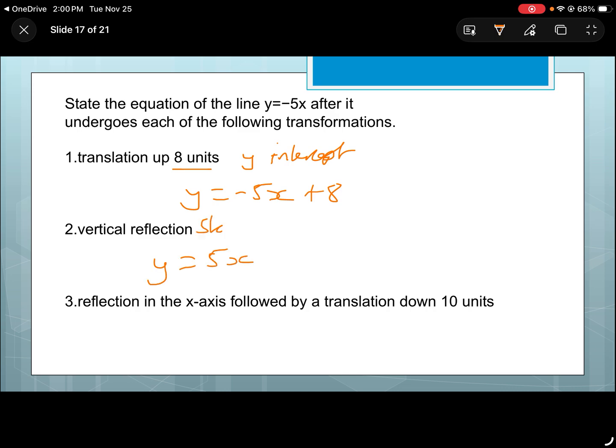If it's a reflection in the x-axis, again, a reflection, don't care if it's x-axis or whatever, it's just vertical reflection, same. It's a reflection, so therefore it changes the slope, and then a translation down 10 units. I'm going to change the negative to become positive, so it's going to be y equals 5x, and then it's going to be translated down 10 units, so down 10, like that.